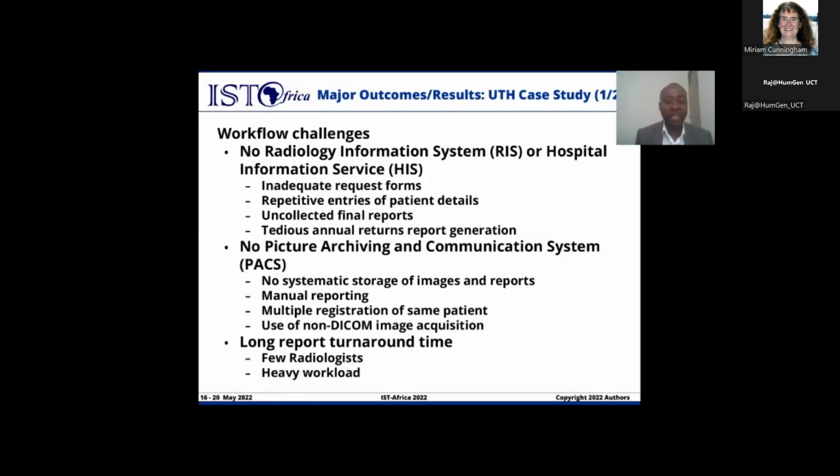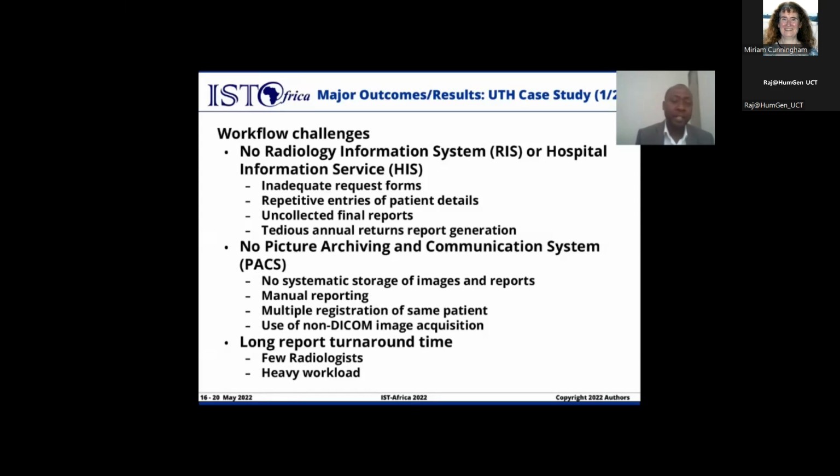Secondly, there's no picture archiving and communication system. As a result, there's no systematic storage of images and reports. The reporting of the cases is done manually and therefore long. There is multiple registration of the same patient in the department as many times as the patient returns to the department for imaging examinations. And there's long report turnaround times.